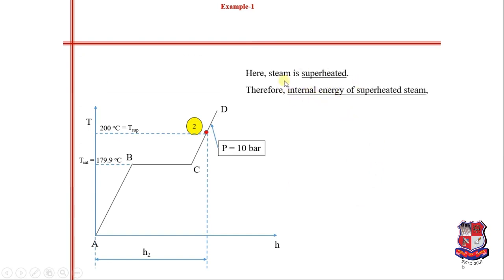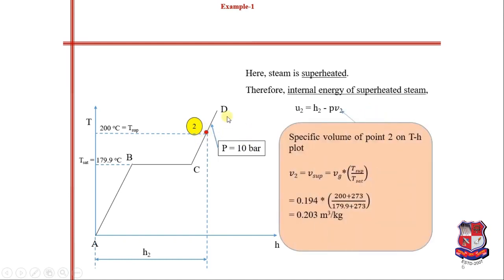Now the internal energy of this point 2, which is superheated. The equation is again the same. U2 is equal to H2 minus P V2, where H2 is the enthalpy of point 2 we already found, minus pressure, which is 10 bar, and the volume of point 2. Now the volume of point 2 means the volume of superheated steam. I have already covered in the last videos how to find the volume of superheated steam.